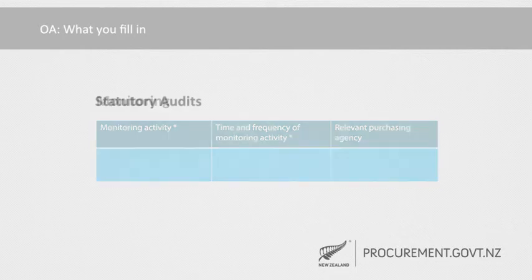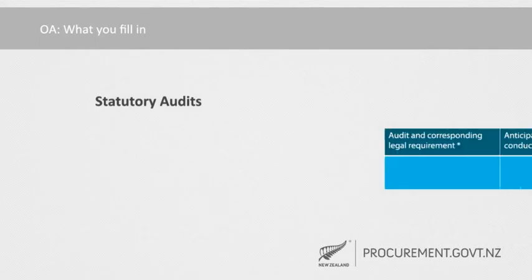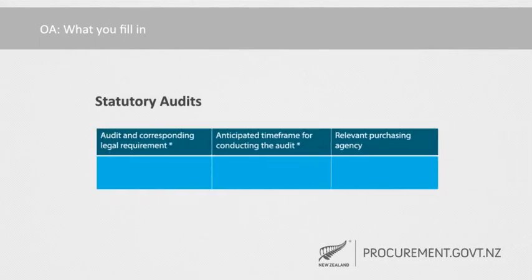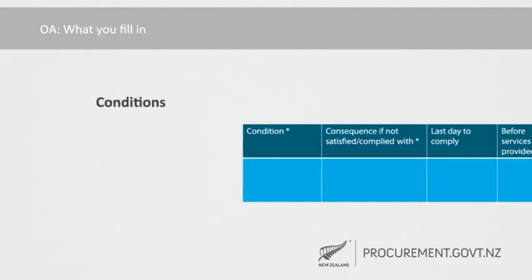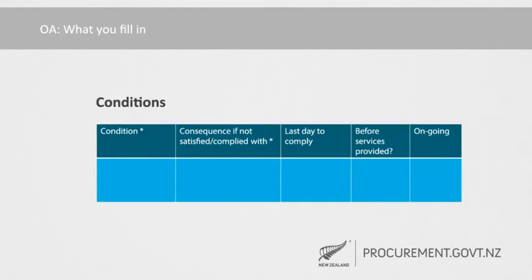In the audit section, you put what regular audits may be undertaken. These are audits that are required by law. For each audit, you say what the audit is and the legal requirement is, and when it is expected to be carried out. In the conditions section, you can add any extra conditions that you want the provider to meet.